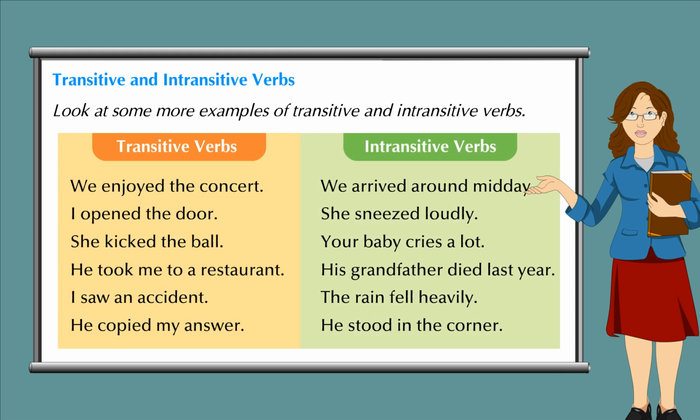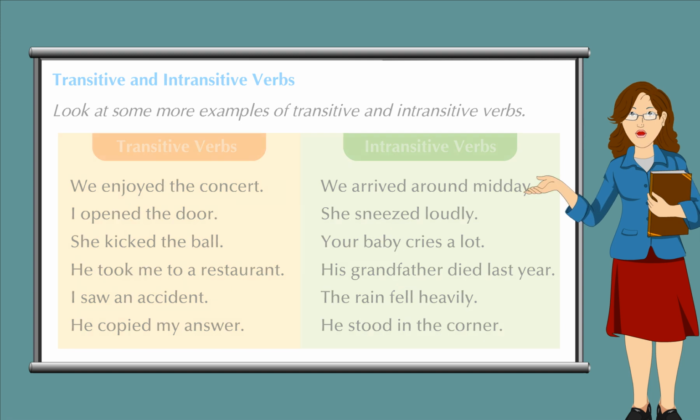Transitive verbs: We enjoyed the concert. I opened the door. She kicked the ball. He took me to a restaurant. I saw an accident. He copied my answer. Intransitive verbs: We arrived around midday. She sneezed loudly. Your baby cries a lot. His grandfather died last year. The rain fell heavily. He stood in the corner.